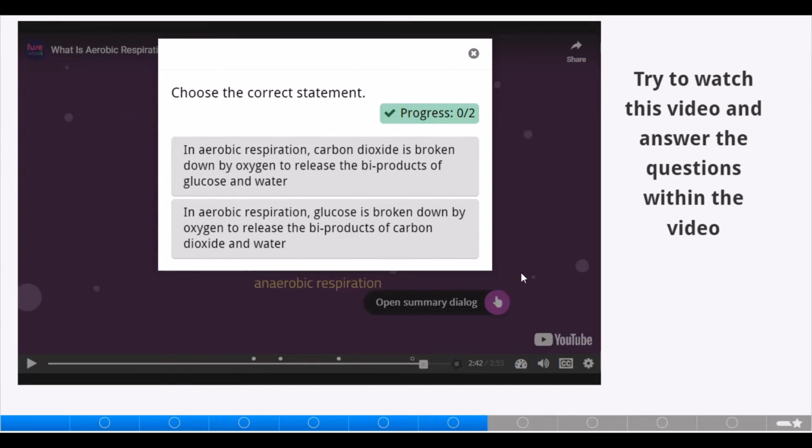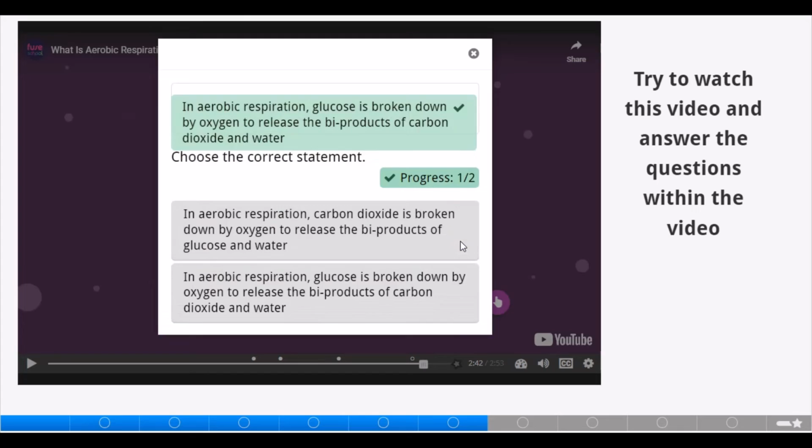We have two sets of statements, one correct statement and one incorrect statement. The first one says in aerobic respiration, carbon dioxide is broken down by oxygen to release the byproducts of glucose and water. The second statement says in aerobic respiration, glucose is broken down by oxygen to release the byproducts of carbon dioxide and water. The second statement will be the correct statement.